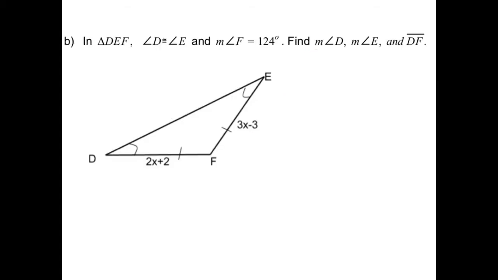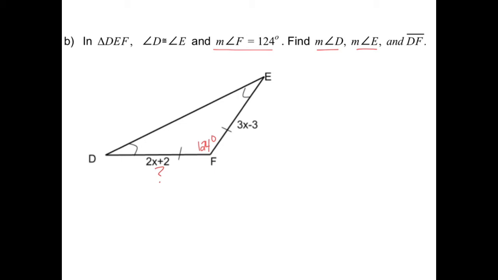This triangle is already labeled for us. All the congruencies are marked. The only information that's not labeled is that the measure of angle F is 124 degrees, so I am going to go ahead and put that in there. We need to find the 2 missing angle measures, and then we're supposed to find the value of, or the length of DF, so that's going to require finding the value of X in there first. But before doing that, I'm going to go ahead and find the angles.